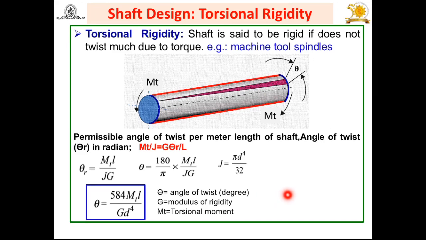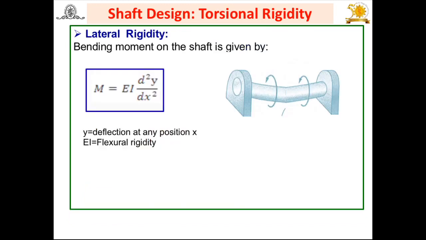If you don't know, you can take 80,000 newton per mm square. That is the modulus of rigidity. That means by using this expression, we can find out the angle of twist per meter length. If it's within the limit, we can say our design is safe. This is one criterion based on torsional rigidity.